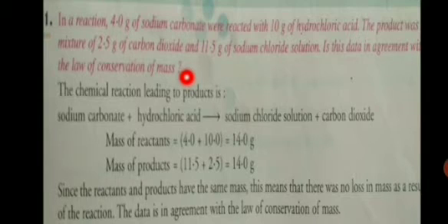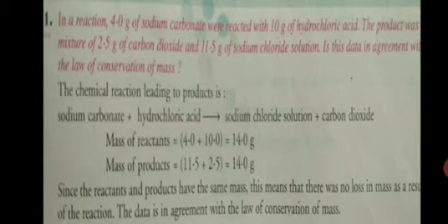We have to verify the law of conservation of mass. According to the law of conservation of mass, we know that the total mass of the reactant is equal to the total mass of the product. So we have to verify whether the mass of the reactant is equal to the mass of the product. If both the masses are equal, then we can say that the law of conservation of mass is satisfied. Okay, let us look at how we can write this problem step by step.